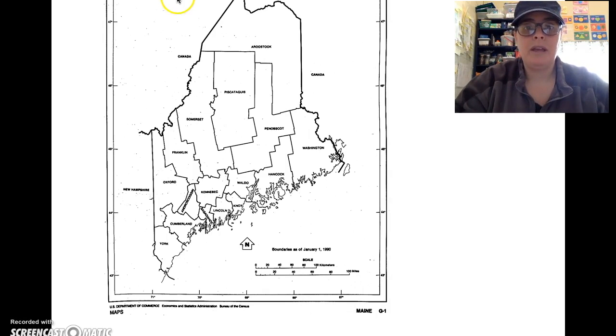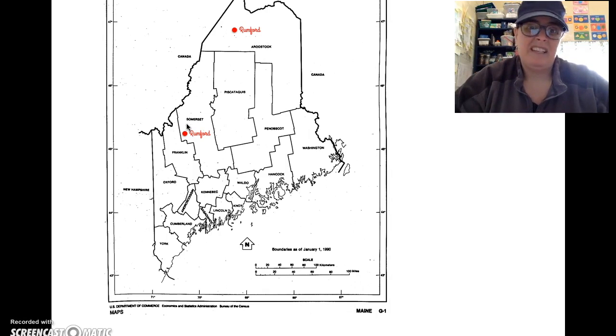So if you think that Rumford is up in Aroostook County, place a point on your paper where you think it would be located and mark it with the word Rumford. Mrs. Rowley, Rumford's not in Aroostook County. It's got to be somewhere down here. Well, if that's what you think, place a point on your paper and label Rumford. Some of you will know where it is, some of you might not, and that's okay. I'm just curious to know what you think.